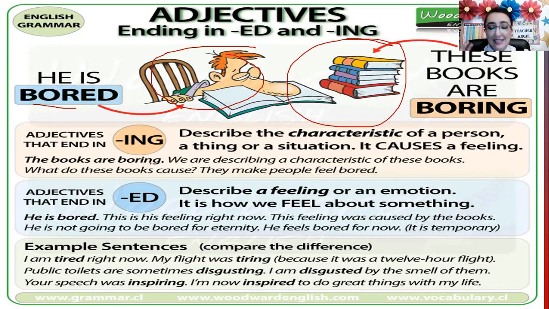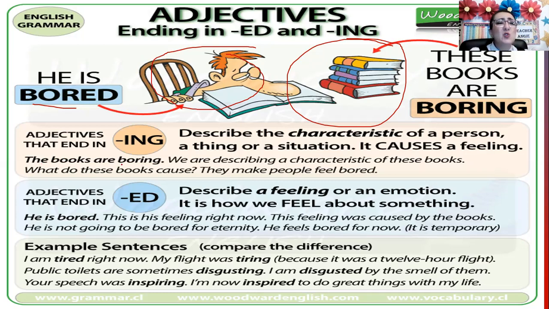Los adjetivos entre esta pregunta de he's bored, él está aburrido, these books are boring, estos libros son aburridos. We are talking first of all about the adjectives that end in ing. Estamos hablando primeramente de los adjetivos que terminan en ing. Estos adjetivos describen las características de la persona, la cosa, la situación, el objeto, el animal, whatever you want. Y esas características causan cierto sentimiento en una persona, ¿no? En la persona, no en las cosas, porque solamente las personas pueden sentir. Por eso decíamos, the books are boring.